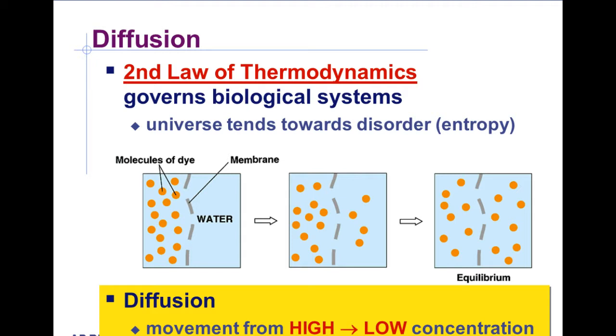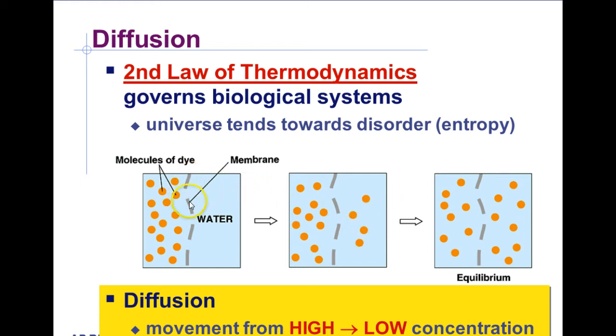Also get in your notes that diffusion is the movement of a substance from an area of high concentration to an area of low concentration and requires no energy. It happens automatically. As you can see in this slide, dye moves from an area of high concentration. Here you see the molecules of dye, high concentration of dye, none here. Because there's such a high concentration of dye on the left, those molecules will diffuse to the other side.